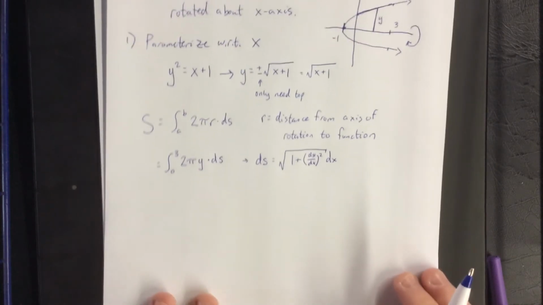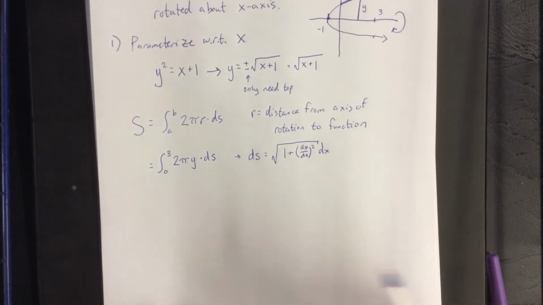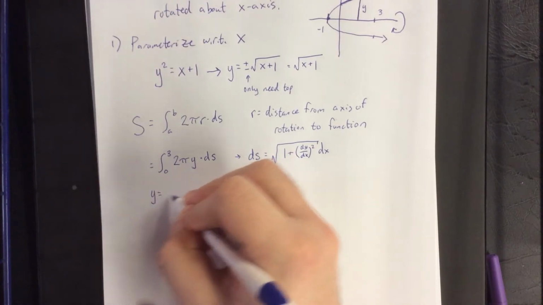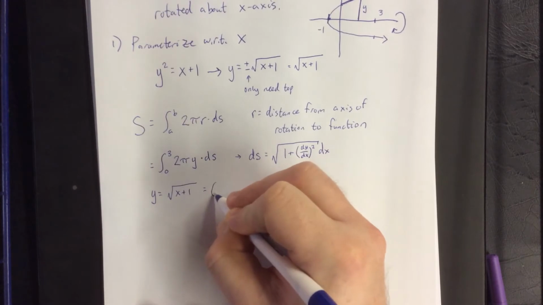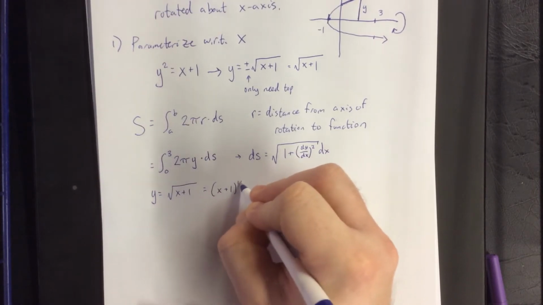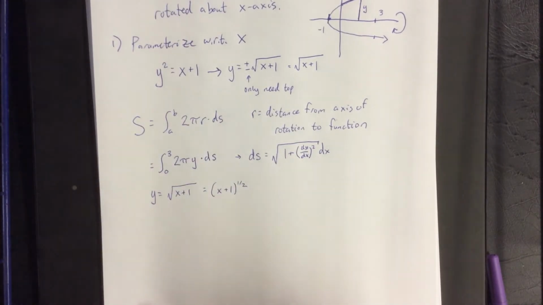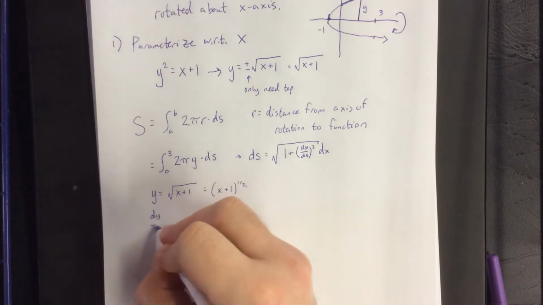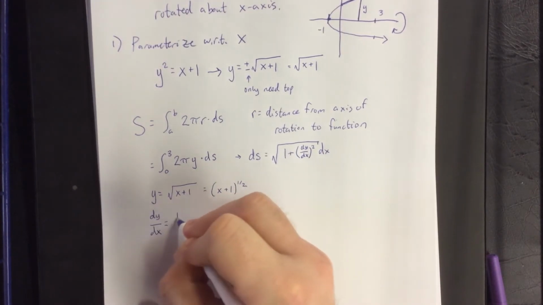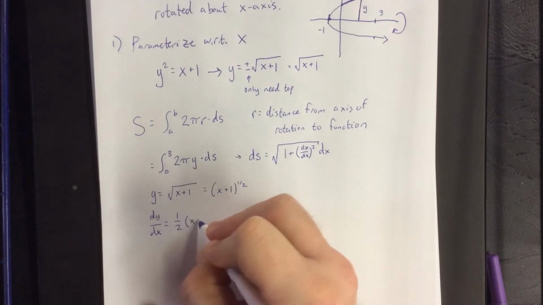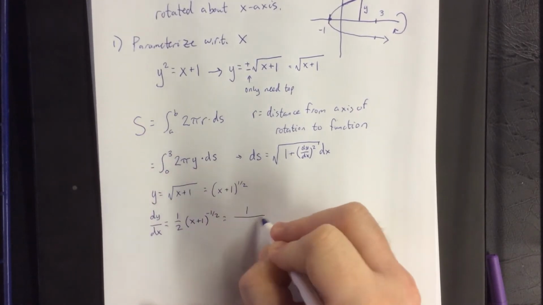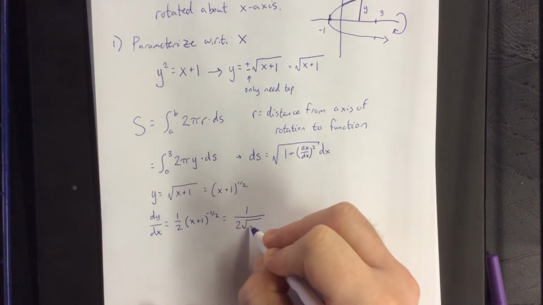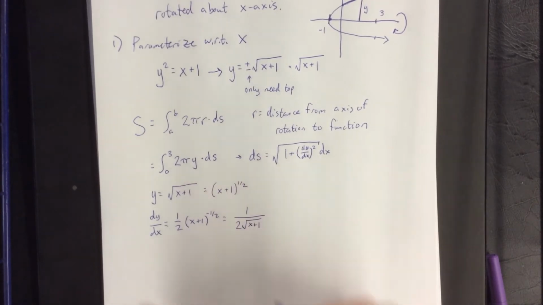So, with that in mind, let's see if we can do all those things. We have y is equal to the square root of x plus 1. For purposes of the power rule, let's go ahead and call that x plus 1 raised to the 1/2 power. We differentiate. According to the power and chain rules, this would be 1/2 times x plus 1 to the -1/2 power, or 1 over 2 square roots of x plus 1.